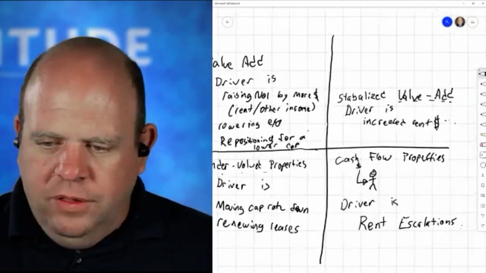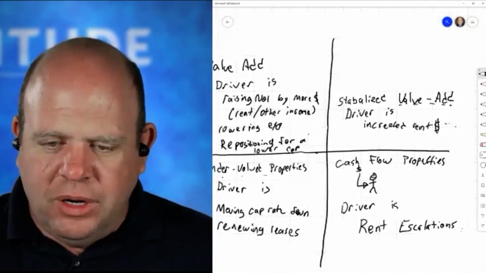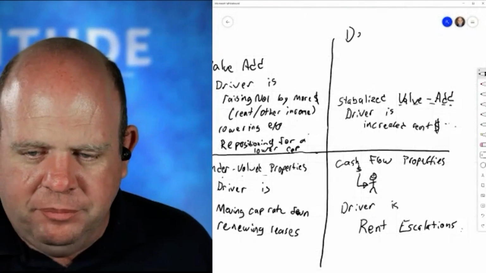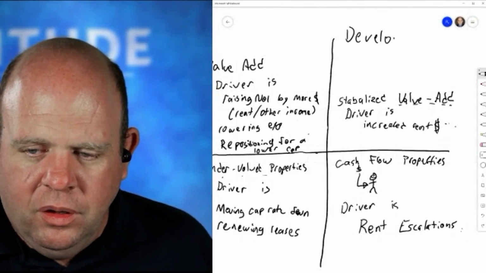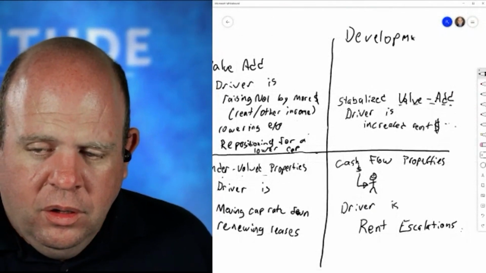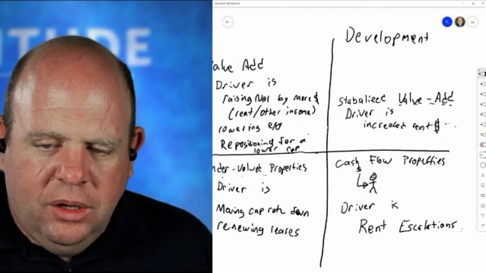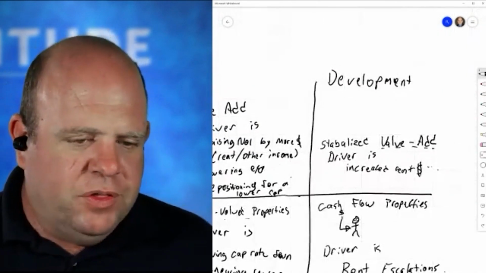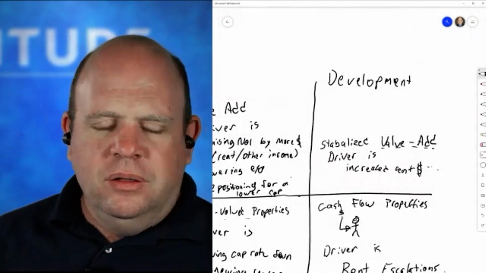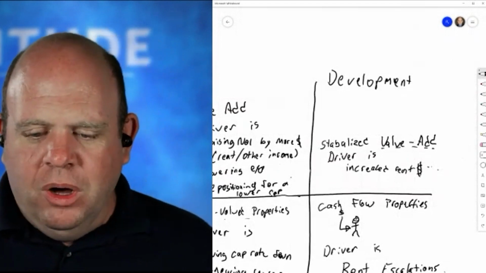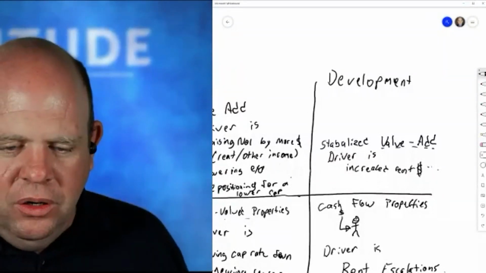Now, the last strategy we talked about is development. And it is kind of a special thing, but it actually follows the same general model. I mean, what are you trying to do here?